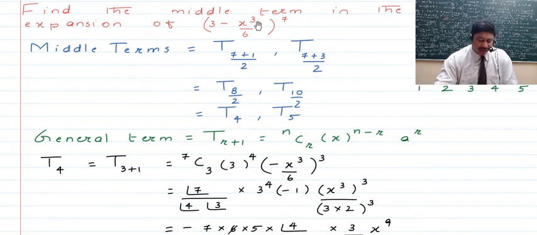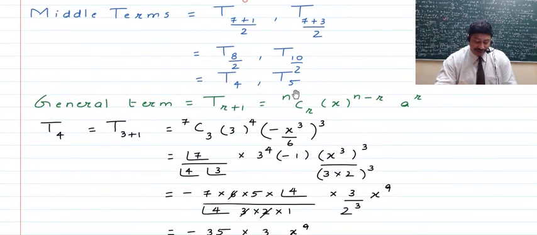Now, in order to find out the middle term in the expansion of (3 minus x cubed upon 6) raised to the power 7, the total number of terms in this is going to be 8. As such, the middle terms are going to be two in number, that is one is going to be t of (7 plus 1) upon 2 and the other is going to be t of (7 plus 3) upon 2, right? Obviously here we are using that the middle terms are t of (n plus 1) divided by 2 and t of (n plus 3) divided by 2 as per the formula. Now when we calculate this, this comes to the fourth term and the fifth term.